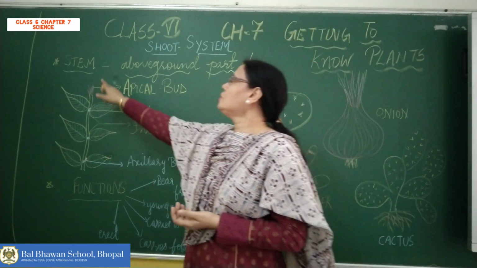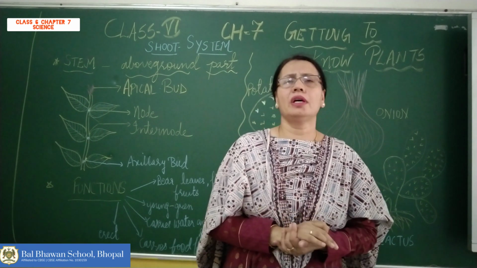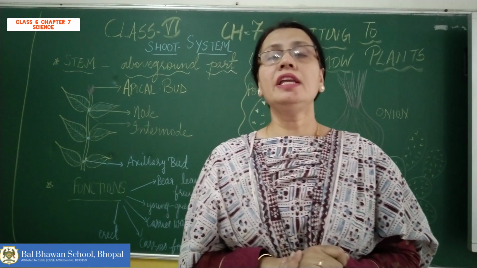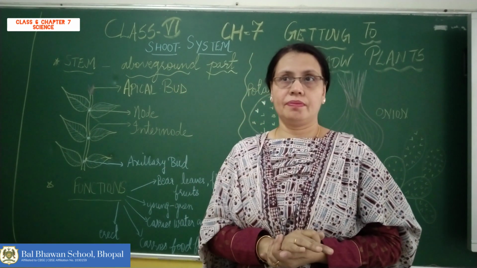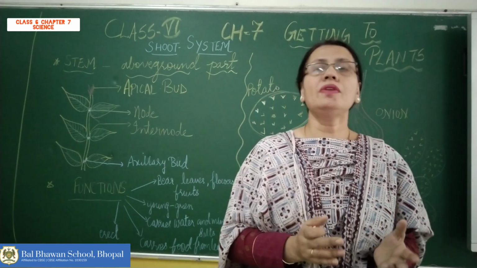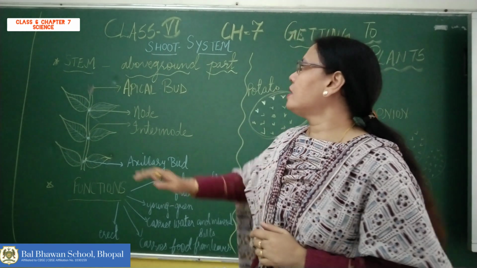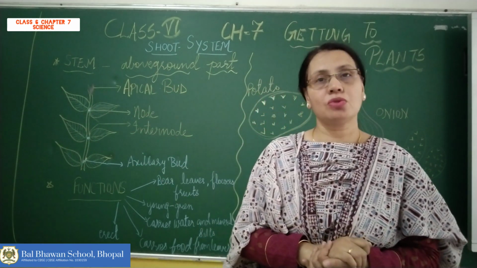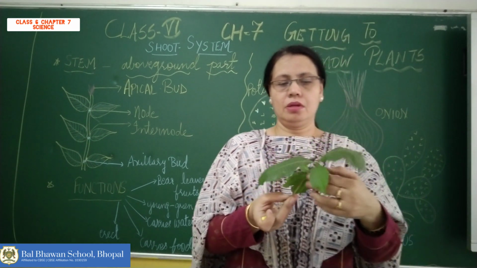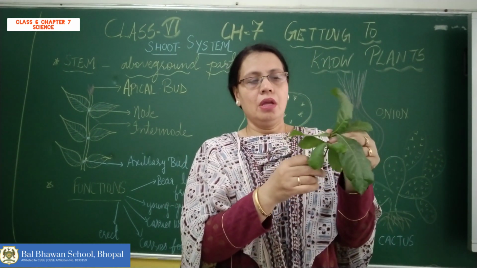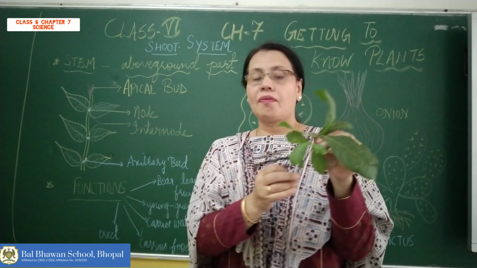Coming to the definition of stem, children, you all know that the stem is the green part of the plant which is actually above the ground. That means the roots are found under the soil, whereas the stem is present above the soil. Now, look here, children. Let us discuss what the parts of the stem are.